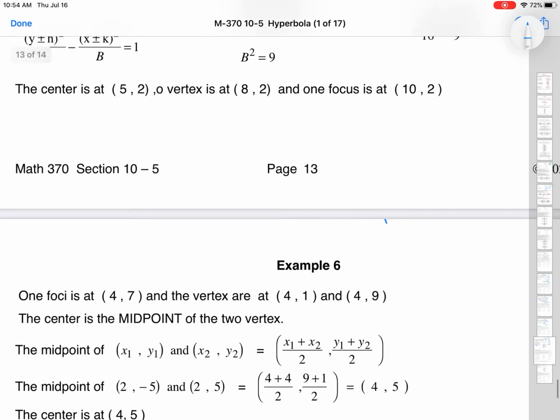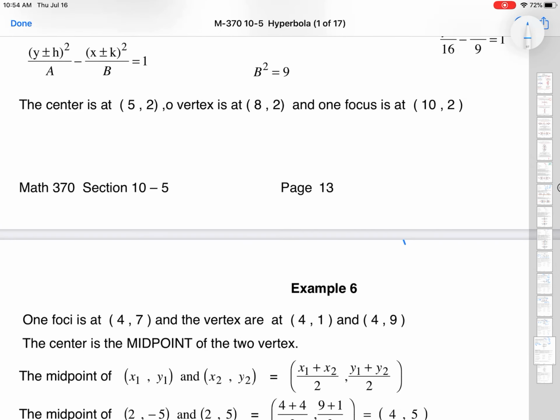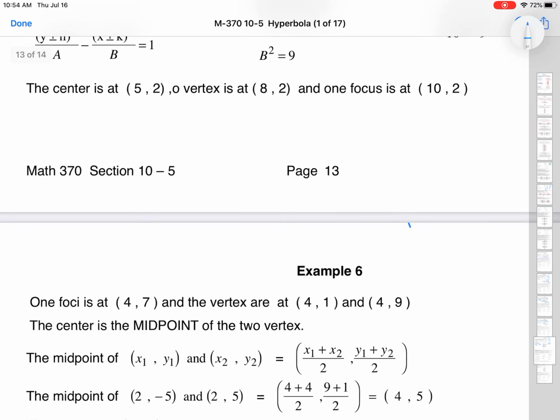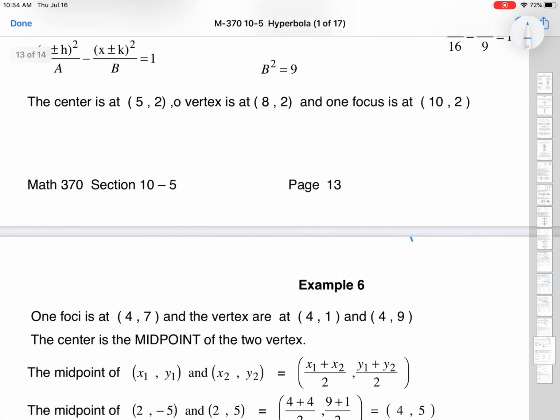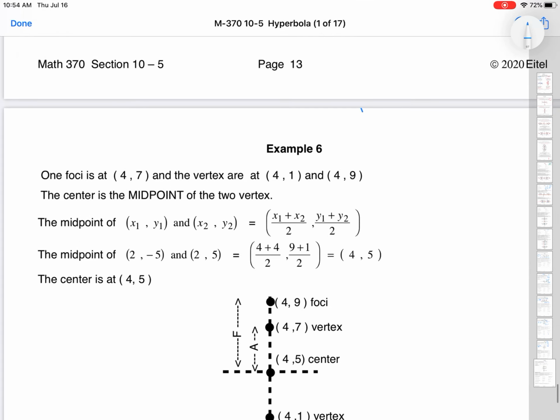And so last one, example 6. I don't know what that last part is there. I was thinking it was for this one. But example 6, a focus point is there, and then 2 vertice points, 4, 1 and 4, 9.